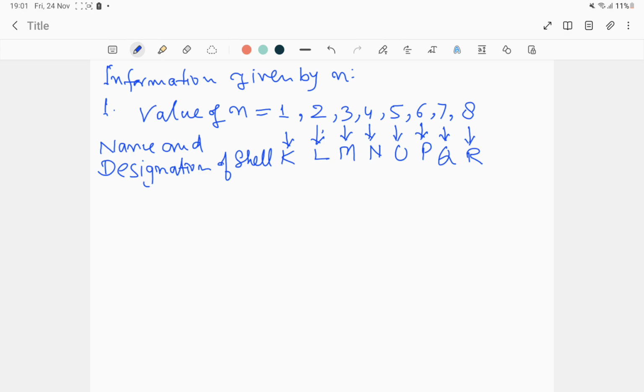Now the question arises, why are the shells named as K, L, M, N and not as A, B, C, D? Because K represents the kernel, that is equal to nucleus plus inner shell electron.